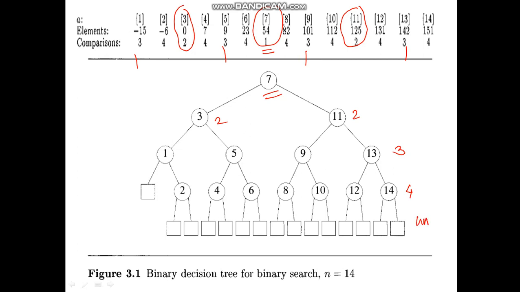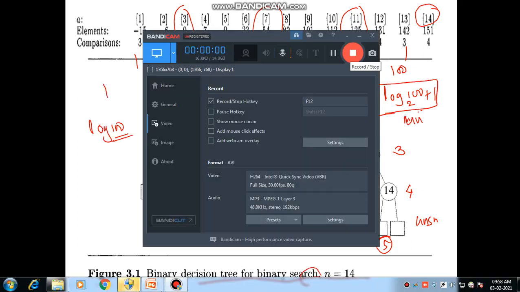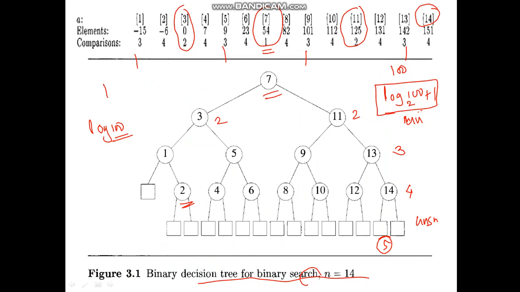And for any unsuccessful search, you will require 5 comparisons, minimum 5, when the array size is 14. If it is 100, then it will not be 5. It will be log 100 to the base 2 plus 1. So log 100 to the base 2 plus 1 is the number of comparisons required for an unsuccessful search.